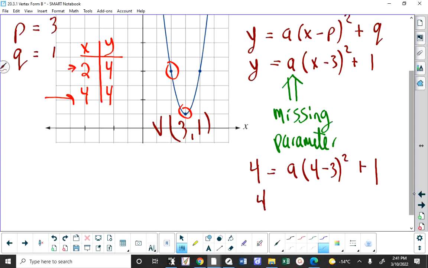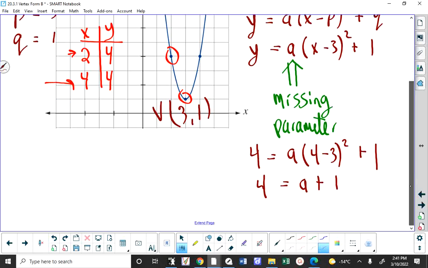This becomes 4 equals a plus 1, because 4 minus 3 is 1. 1 squared is 1. 1 times a is a. So we subtract 1 from both sides and get a equals 3. Now we can write our answer. Y equals a times x minus 3 quantity squared plus 1.